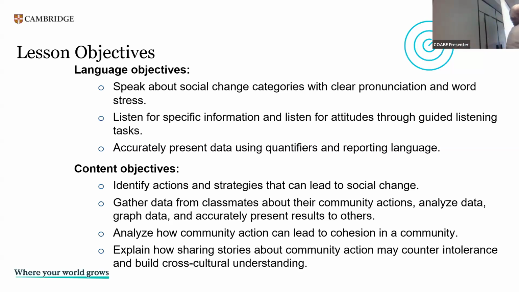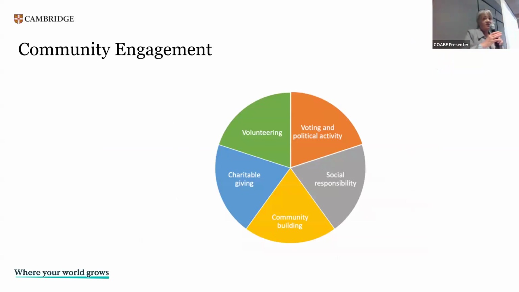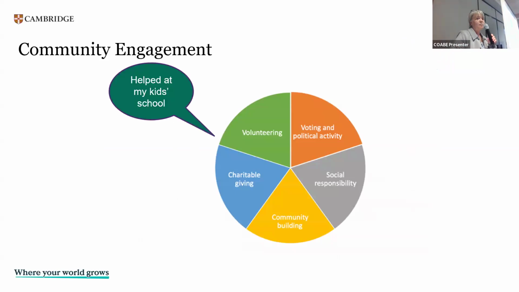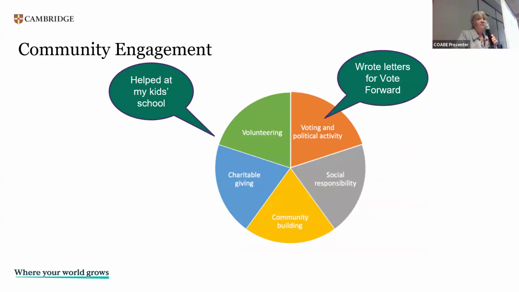All right, so when my kids were little, I used to help out in their schools because I was an ESL teacher, and there were a lot of English learners, a lot of multilingual learners in the schools. So I would help, and this would fall under which category here? There are 5 categories of community engagement. What do you see there? Yeah, volunteering. Also, I did letters for Vote Forward. That would be an example of voting and political activity.